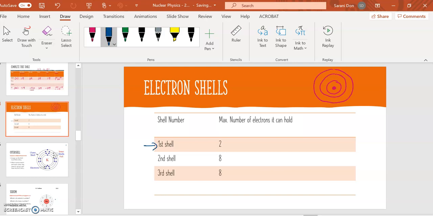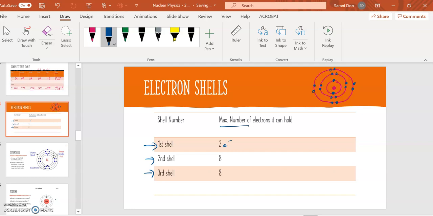The first shell can hold up to a maximum of 2 electrons, nothing more. The second shell can hold up to 8, like this. And the third shell can also hold up to 8 and nothing more.